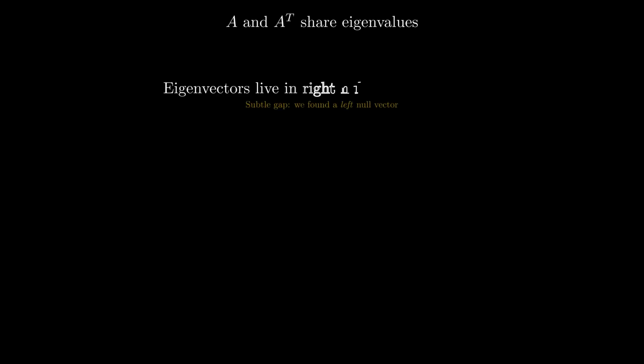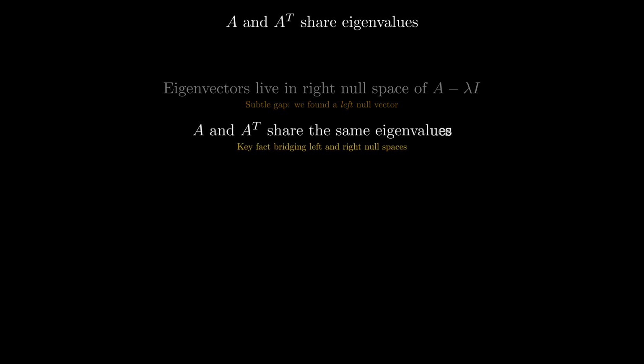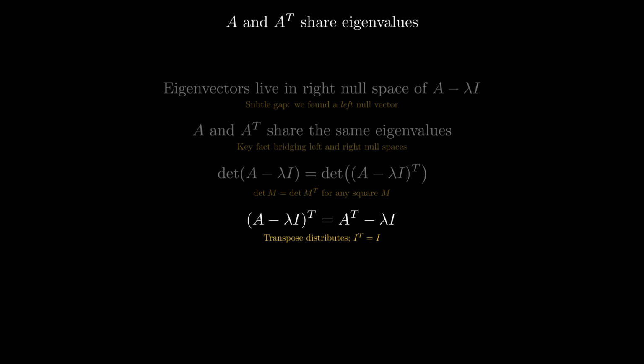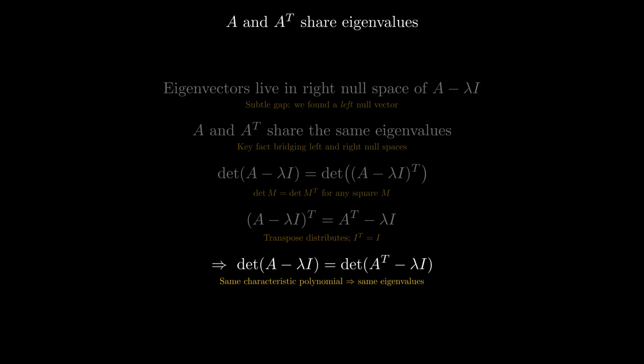But here's a subtlety. Eigenvectors of A live in the right null space of A minus lambda I, not the left. So why does finding a left null vector help us? Because of a beautiful fact: a matrix and its transpose share the same eigenvalues. Watch the chain. The determinant of A minus lambda I equals the determinant of its transpose, since any matrix and its transpose have the same determinant, and the transpose of A minus lambda I is just A transpose minus lambda I. So we get the same characteristic polynomial, and therefore the same eigenvalues.